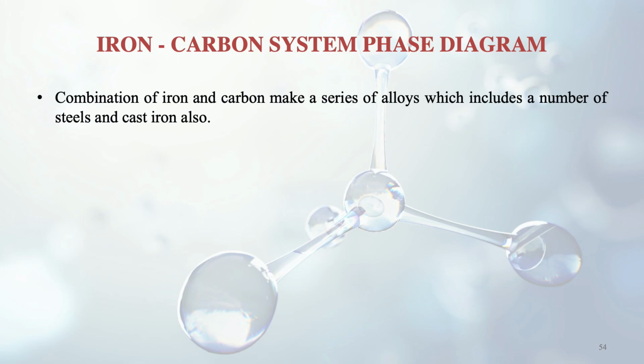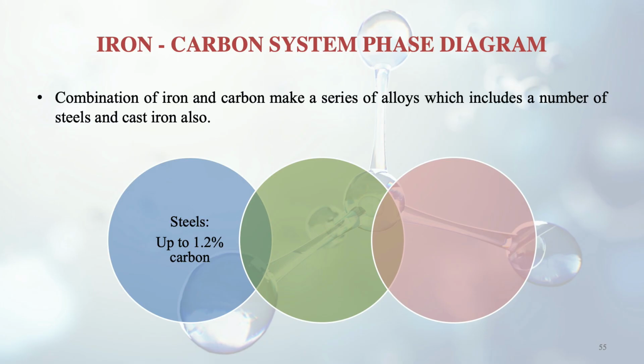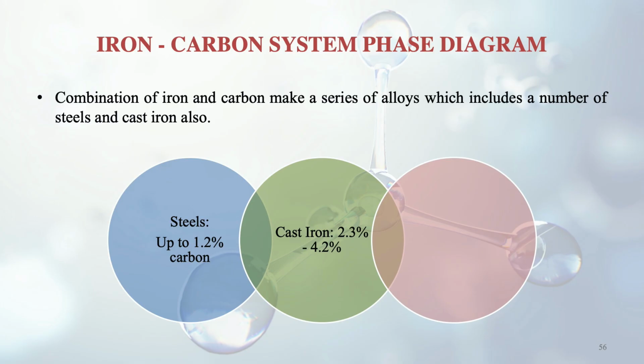So a combination of iron and carbon makes a series of alloys which includes a number of steels and cast iron. Also, we all know that iron and carbon, we have been discussing earlier also. These are the two which make up the various kinds of steels and even cast iron. For steels, as I told earlier, it is only up to 1.2% carbon. So anything beyond 1.2% carbon is not steel. And cast iron is between 2.3% to 4.2%.